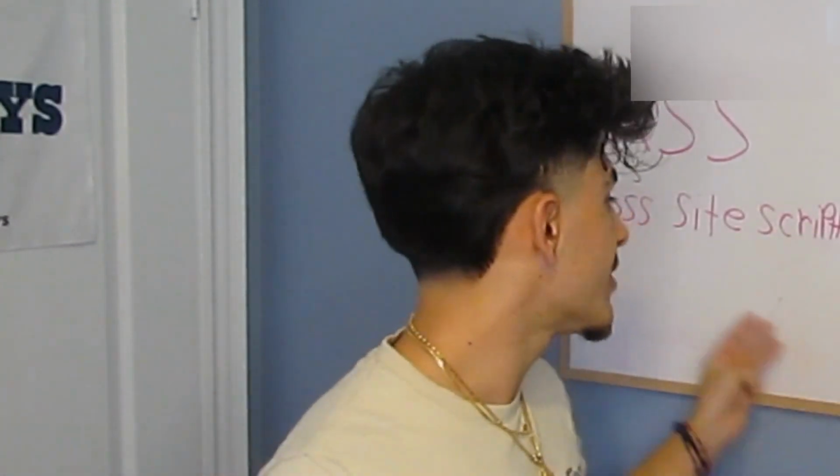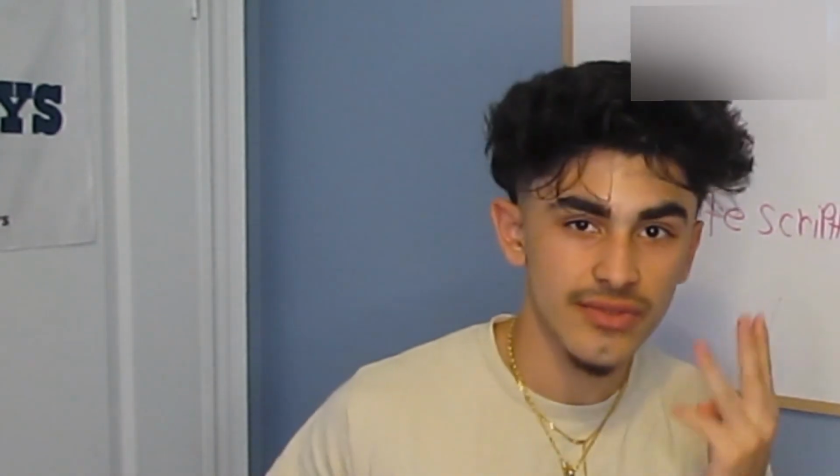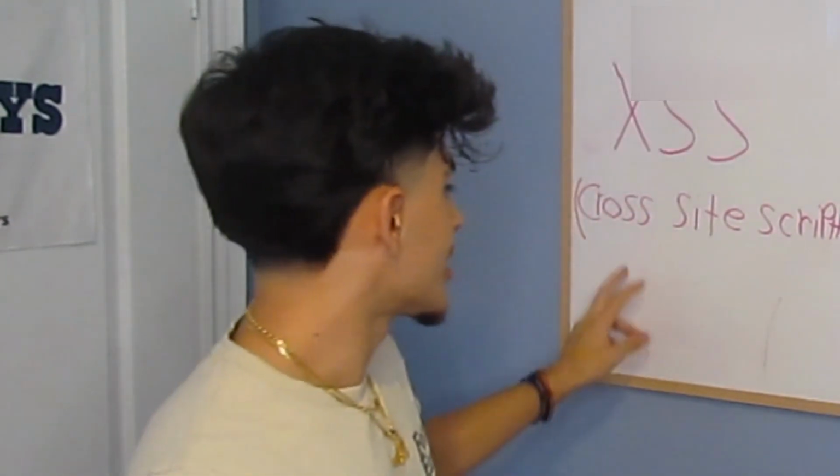Okay, we're going to be learning about the three different types of cross-site scripting. There are four, but we're only going to be talking about three because the fourth one's a little bit different. Okay, so we're learning about stored, DOM-based, and reflected. Okay, I'll be talking about them soon.